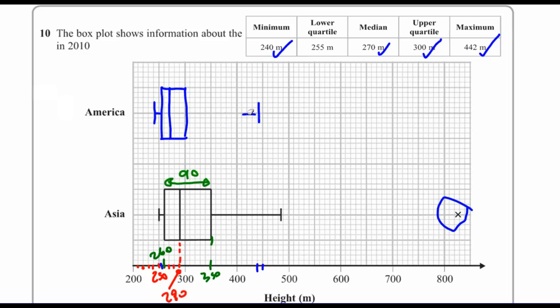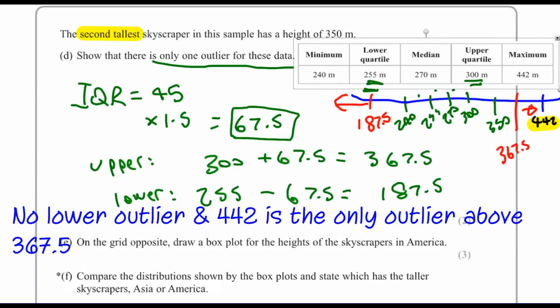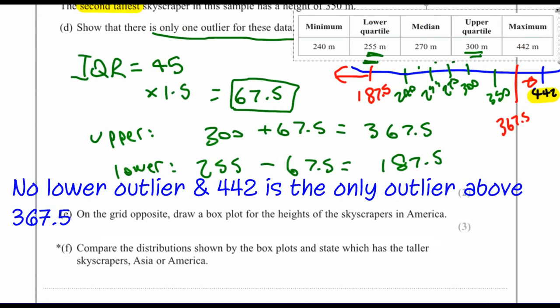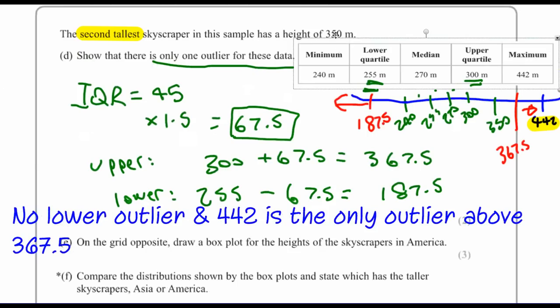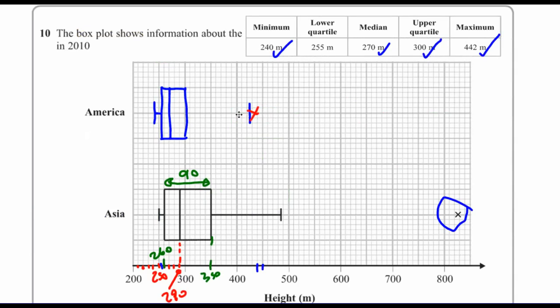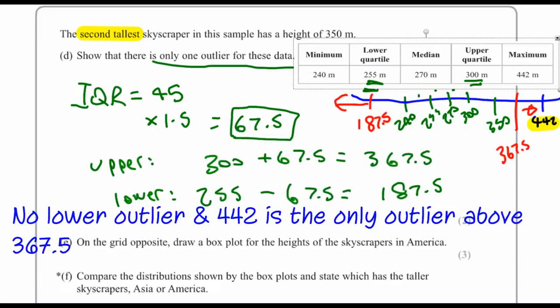But let's just get rid of this because we figured out that 442 was an outlier. So instead of putting the line there, what we're going to do is put a cross instead to show that it's an outlier. And the rest of our box plot is only going to go up to the second highest value. And can you remember what the second highest value was? It was 350. So we're going to take this back to 300, not the cross. We're going to take the end of our box plot back to 350. And we're going to just finish off our diagram properly now. Okay, quite a stubby box plot. Done.